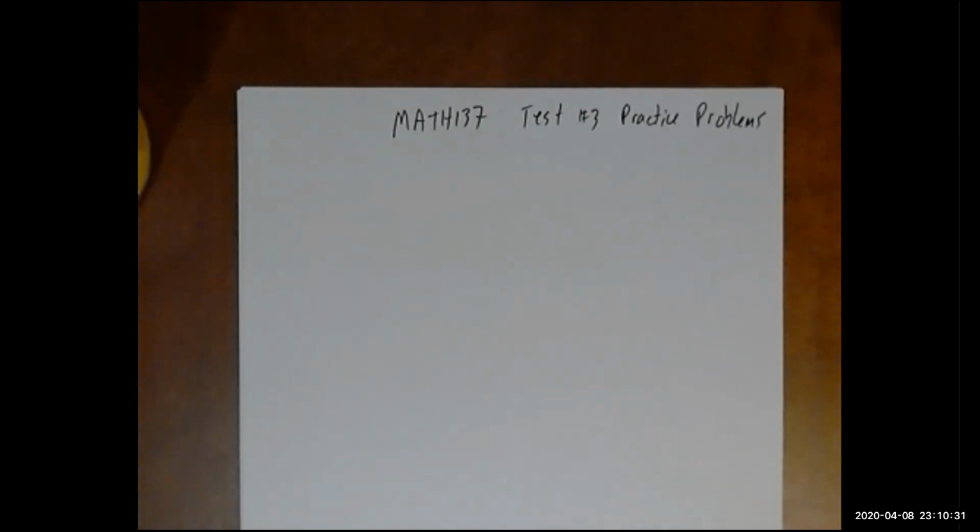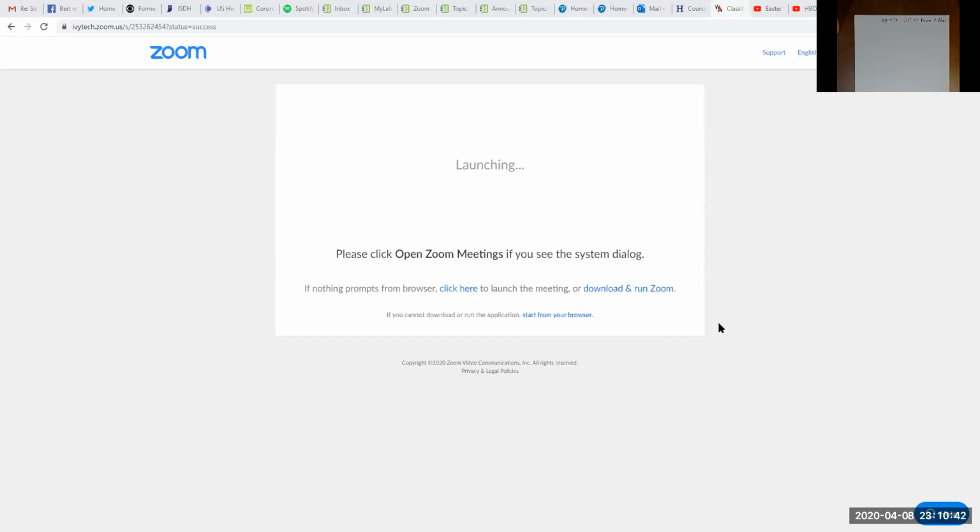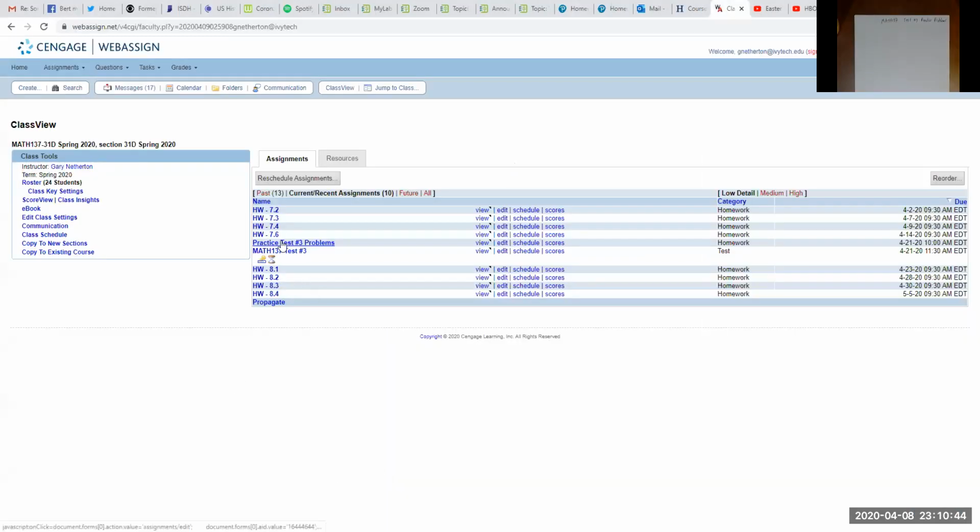I'm going to first share my screen, and I'm going to pull up the WebAssign right here. So you can see here, practice test number 3 problems. This looks a little different than your screen because I'm the instructor. So I'm going to pull up those problems. Now I may or may not show this screen because I want to work them out.